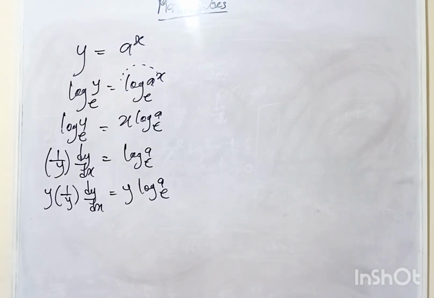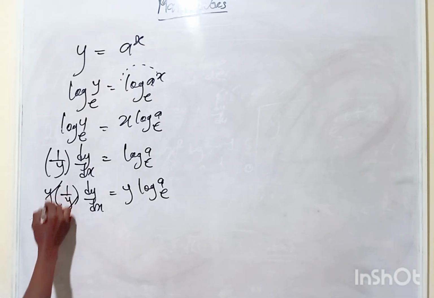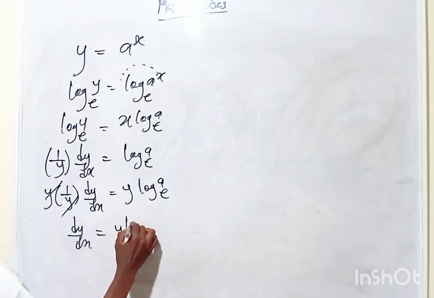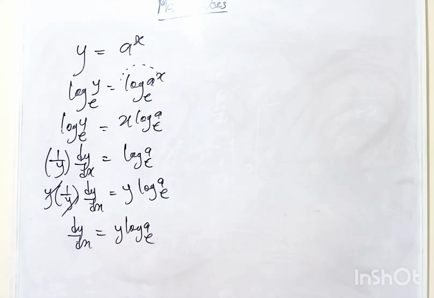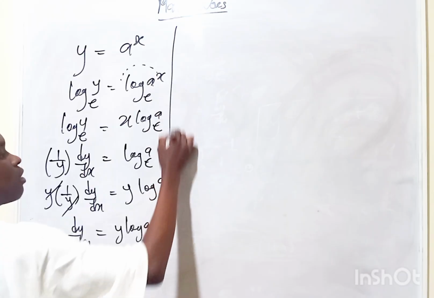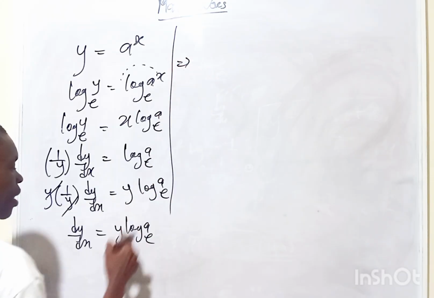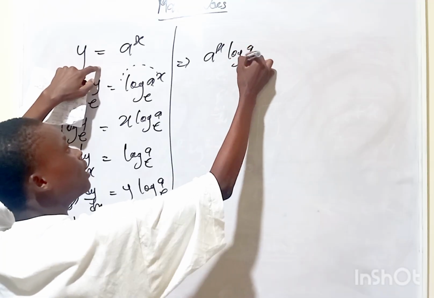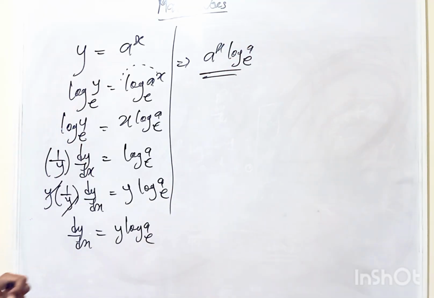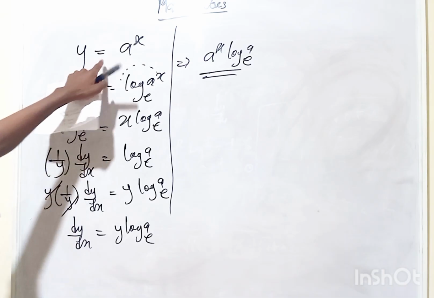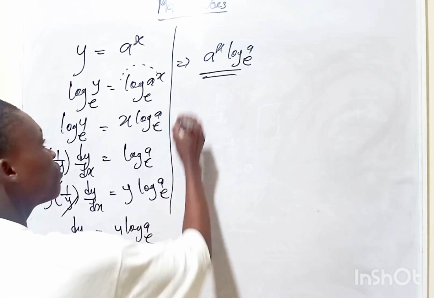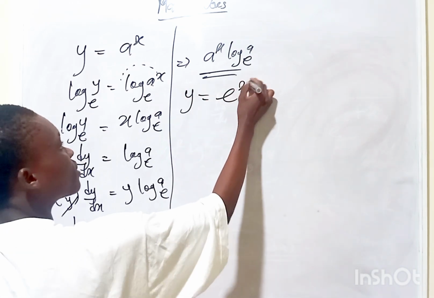So from here, you see that y here can cancel out y, and we have dy/dx equals y log a base e. So from here, what was our y? Y was equal to a to power x. So a to power x log a base e. So this is the derivative of y equals a to power x. If we differentiate y equals a to power x, we have a to power x log a base e.